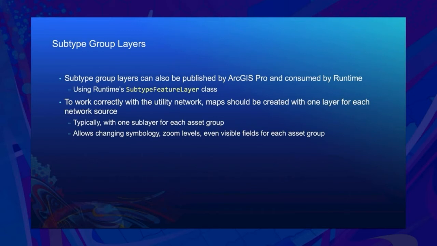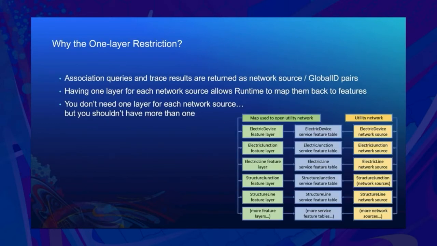So you can have a different symbol for transformers versus switches versus fuses, and even show different fields for each of those. It actually looks like there's different tables there when in fact there isn't. So why do we have this one layer restriction? It's worth pointing this out.